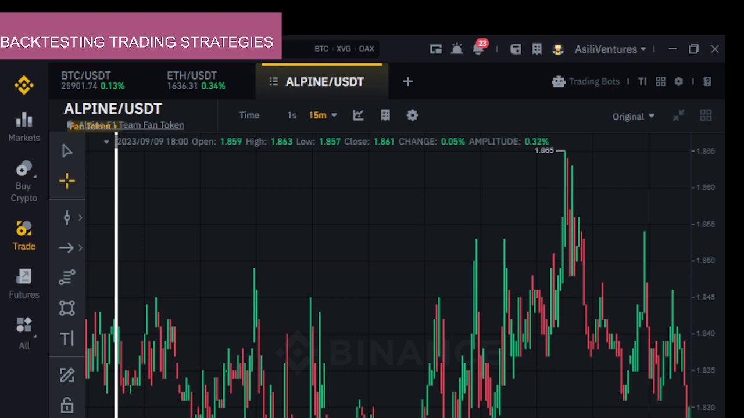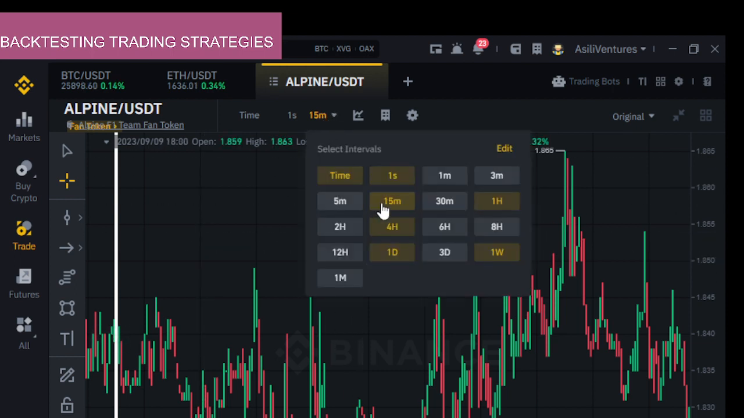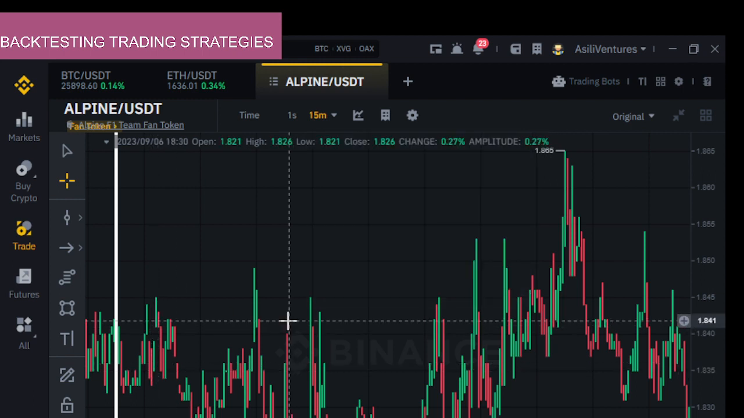The way you do that is that obviously you have your chart that you're looking at, and you want to identify the coin pair that you're trading with. Once identified, you need to identify the trading time interval that you're working with. In this case, you can see that I'm working with the 15 minutes trading time interval.